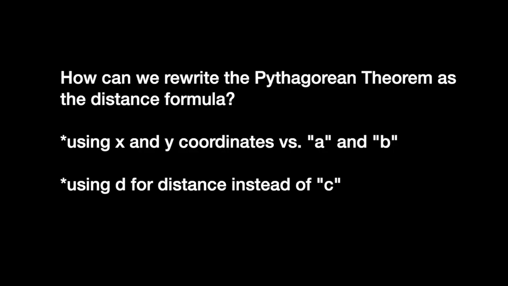So how can we rewrite the Pythagorean theorem as the distance formula? I want you to use x and y for the adjacent sides, and I want you to use d instead of c for the hypotenuse. So again, pause the video here and give this a try.